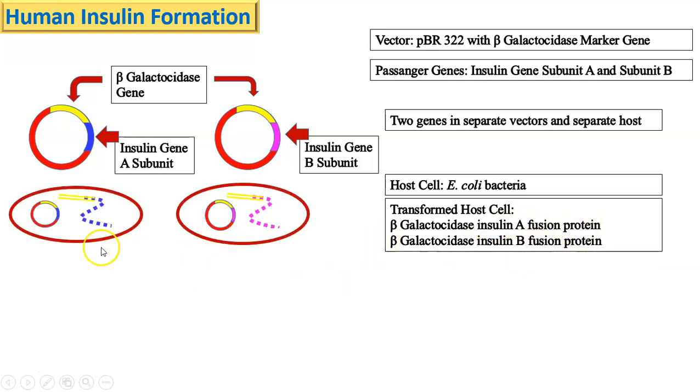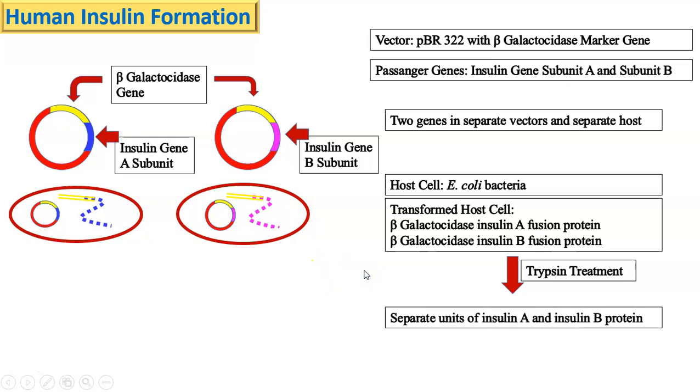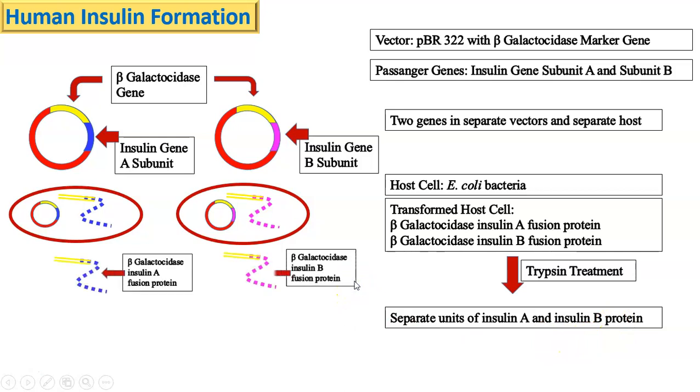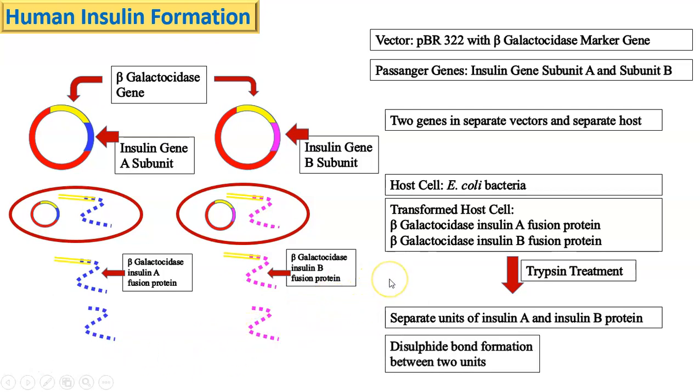So here we can see the host bacterial cell, E. coli bacteria, and the fusion proteins being produced. Then by trypsin treatment, the extraction is done. Separate units of insulin A and insulin B protein get extracted, and then these two units are linked by disulfide bridges. Thus it gets converted into active insulin.